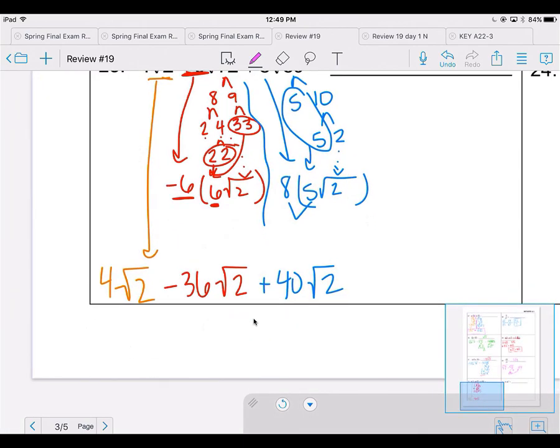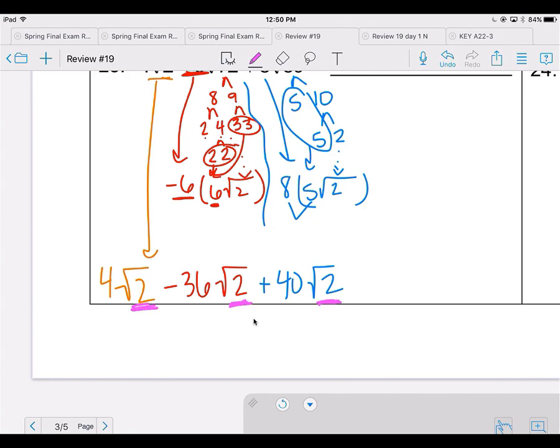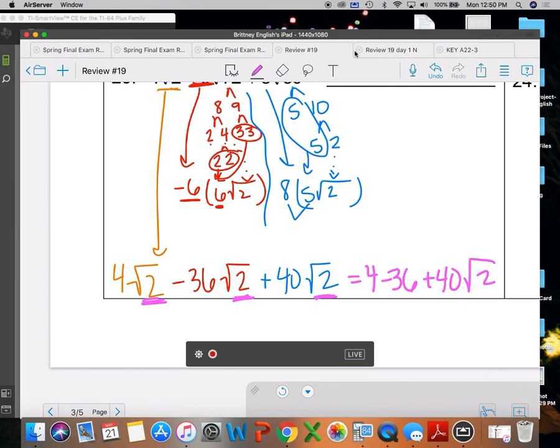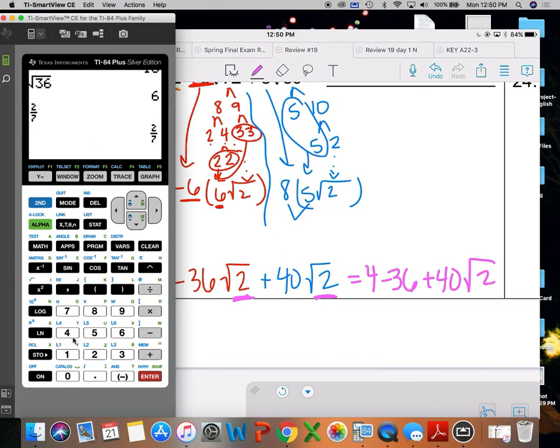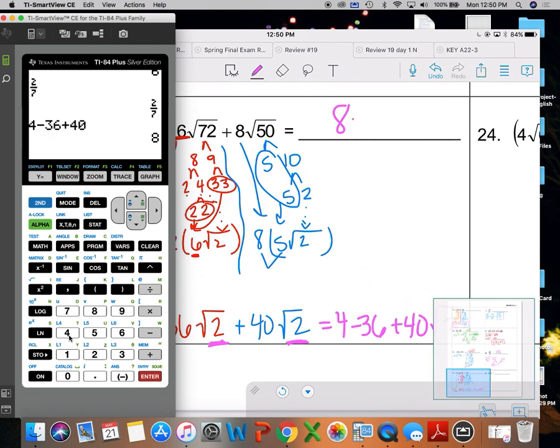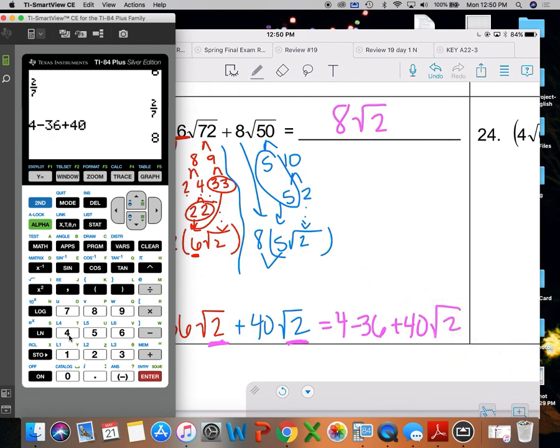Now that I've simplified all 3 terms, I'm ready to add. If they have the same square roots, then I add the numbers in front. These have the same square roots, so I add everything that's in front. So I do 4 minus 36 plus 40. This is something you can quickly do in your calculator. 4 minus 36 plus 40, and I'm just doing exactly what I see in front of the numbers for a total of 8 square roots of 2.